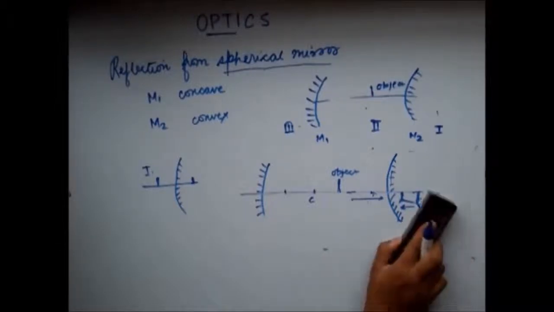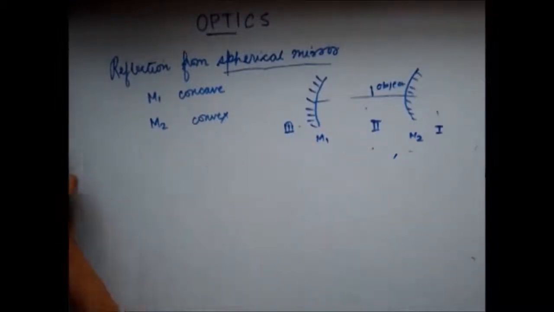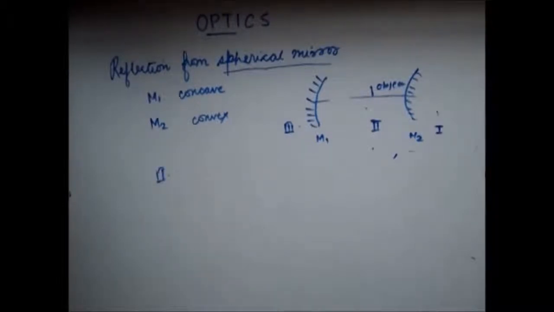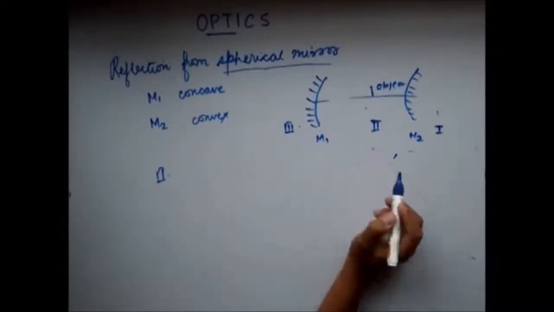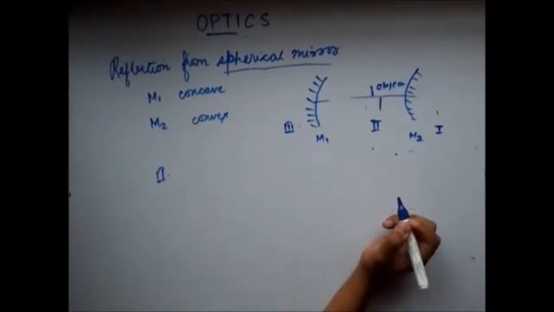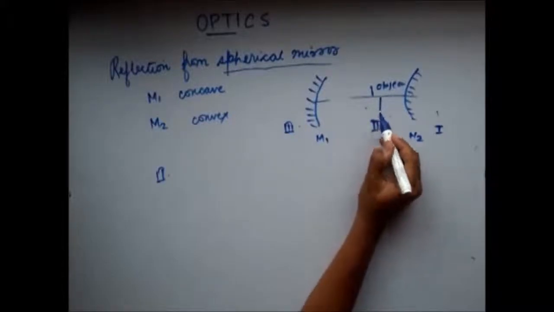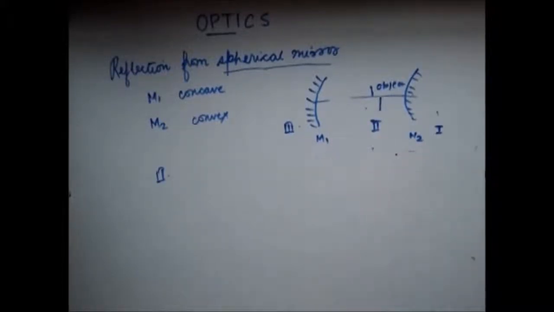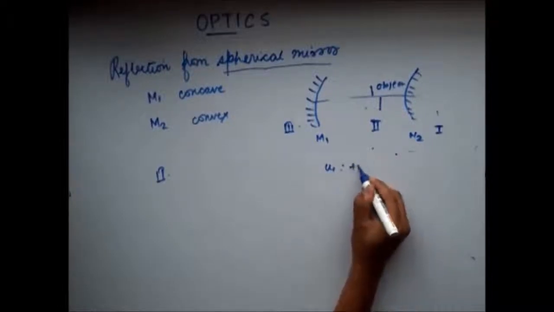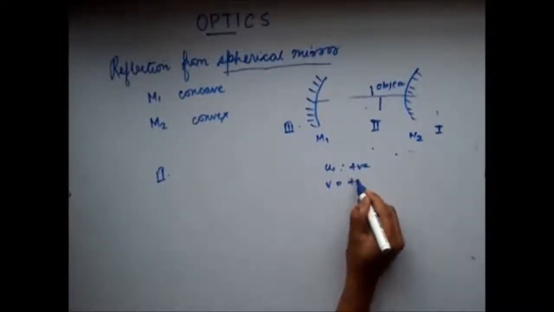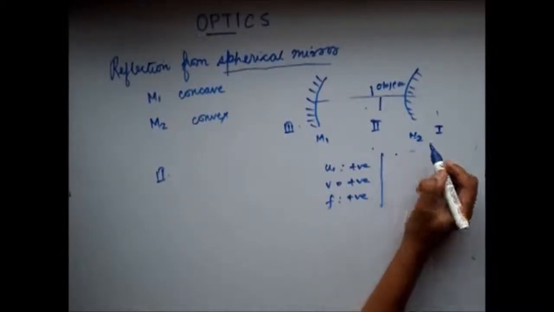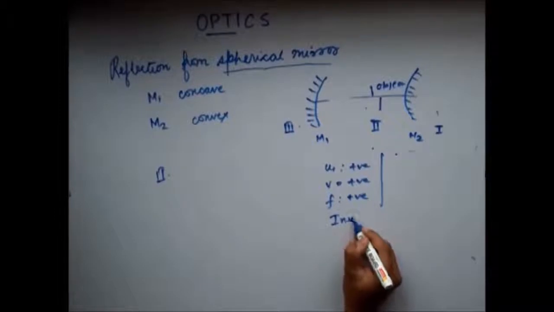Now the second case. The second case is when the image is formed here. Let's do it orally. So for the first mirror, object U1 is positive, V is positive, F is positive. For this convex mirror, and there's an inversion here.